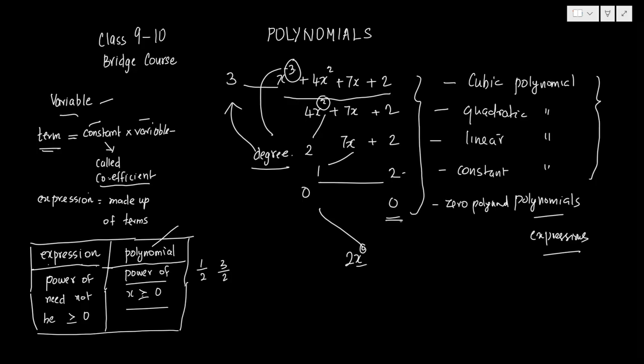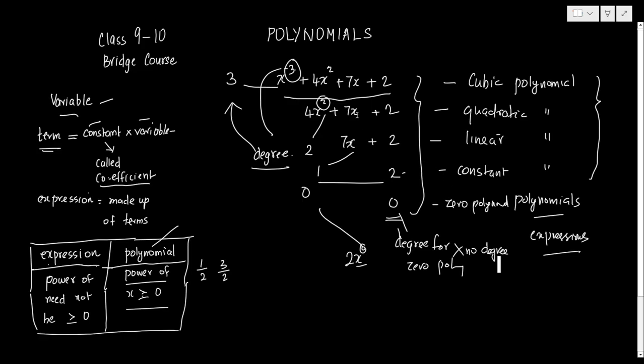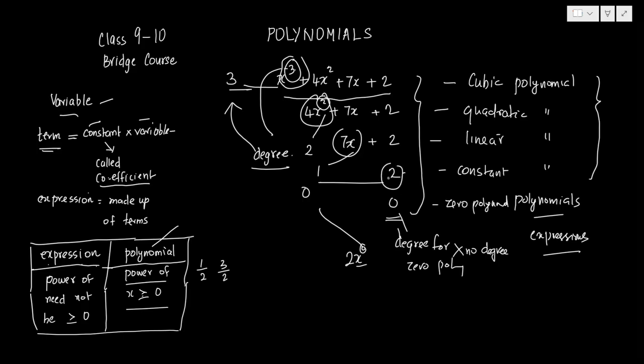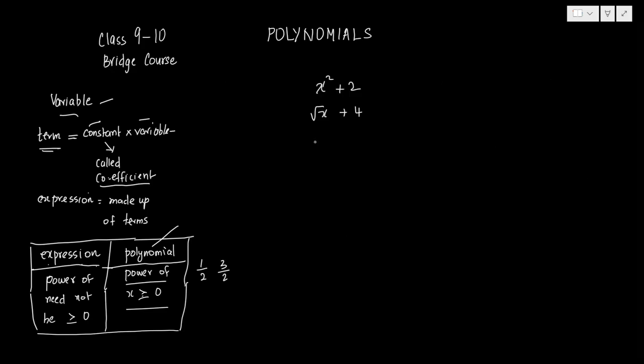In the case of 0, it is a polynomial called a zero polynomial, but it does not have a degree. There is no concept of degree for the zero polynomial. Just to summarize, the degree is the highest power of a polynomial. Here it is 3, here it is 2, here it is 1, here it is 0, and the zero polynomial does not have a degree. Okay, we will do a quick example to see the difference between expression and polynomial.